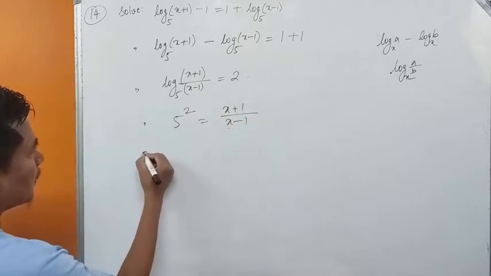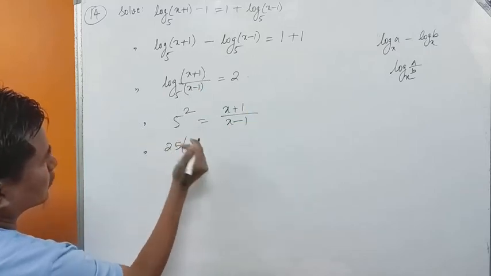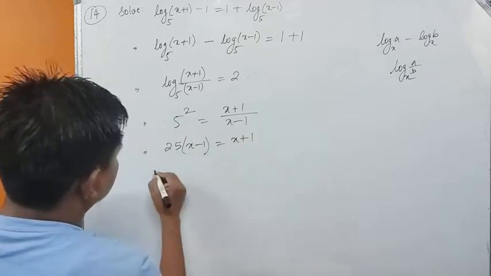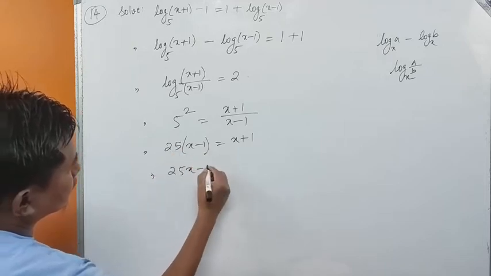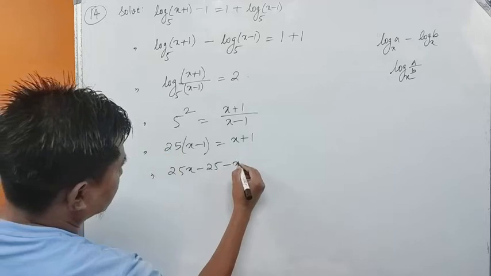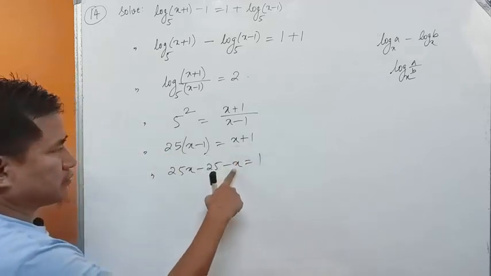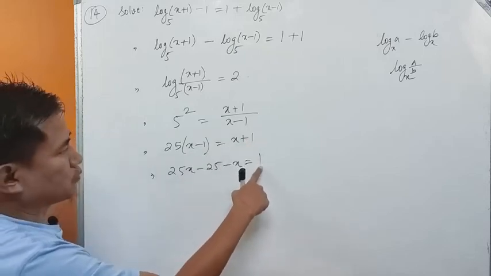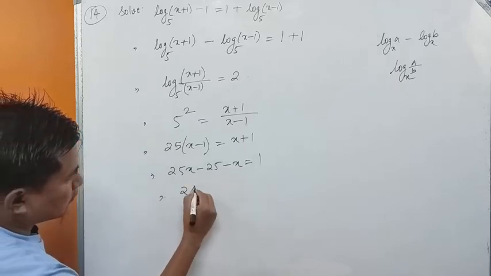Okay, so 5 squared is 25, 25 into x minus 1, cross multiplication, x minus 1 equals x plus 1, or 25 into x is 25x minus 25 ones are 25. Let us bring this x to the left hand side, minus x equals 1 is in the right hand side. Okay, this x we brought to the left hand side and minus x, this 1 we left in the right hand side is plus 1, or 25x minus x is 24x.